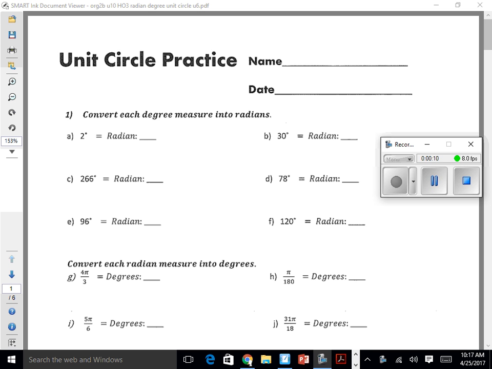Today we are working on Unit 6, which is degrees to radians. The unit circle: can I find the exact value? Radical 2 over 2, looking at the picture. Do I even know what a radian is?